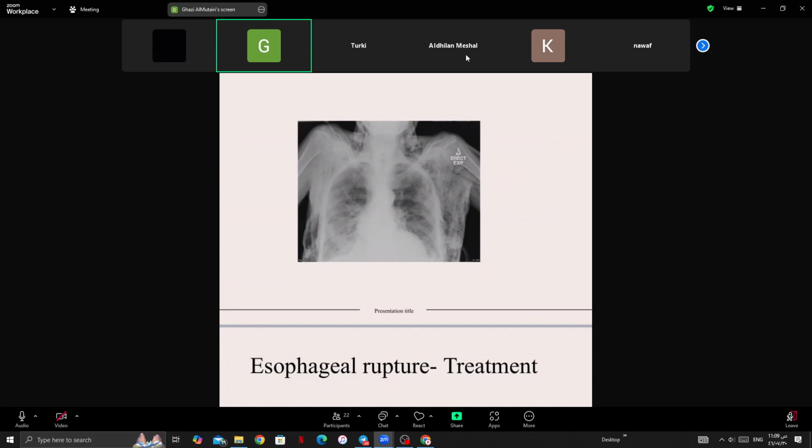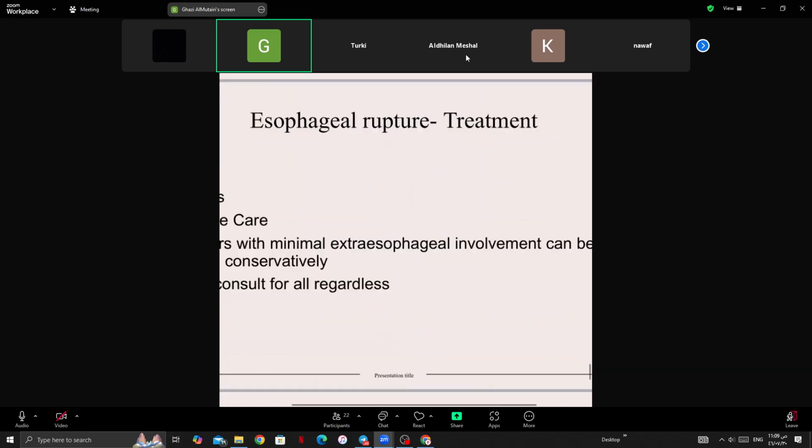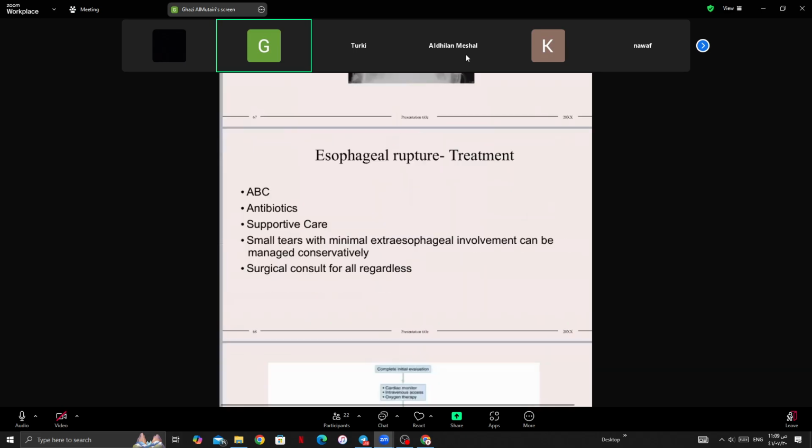How do we treat esophageal rupture? Usually, it's rare to do a surgical repair. Usually, treatment is supportive, like going with ABC first, then administering antibiotics, and keeping the patient NPO.